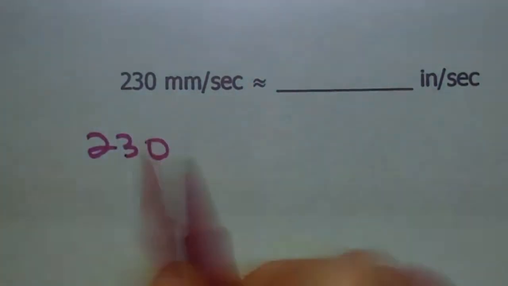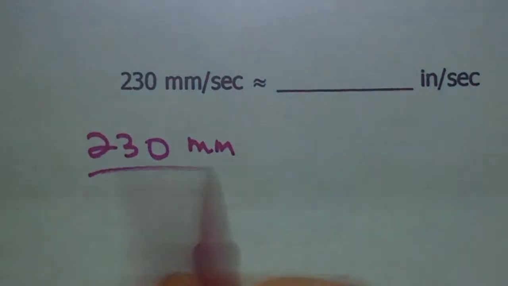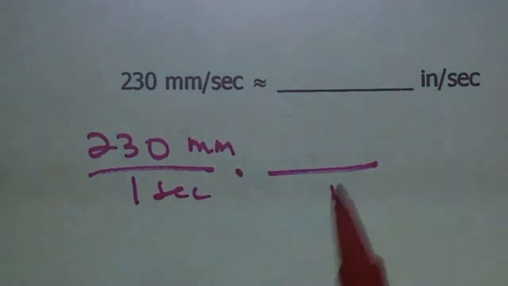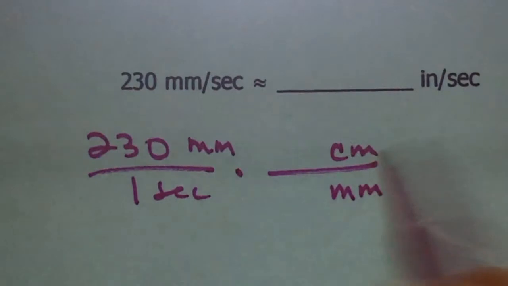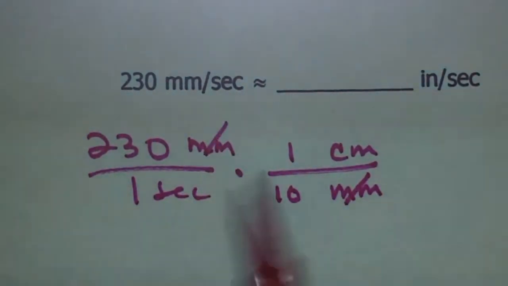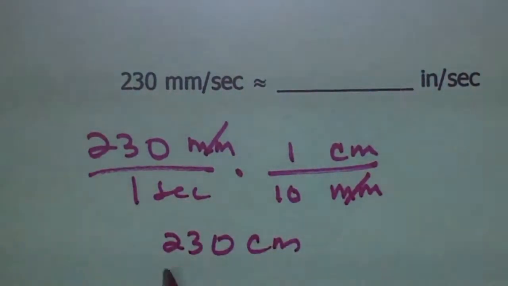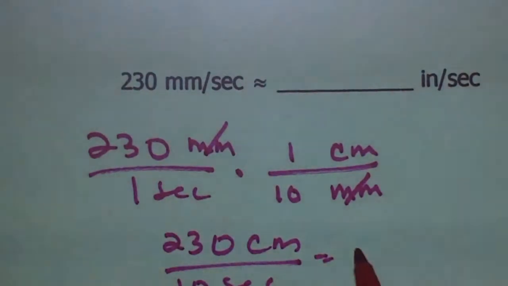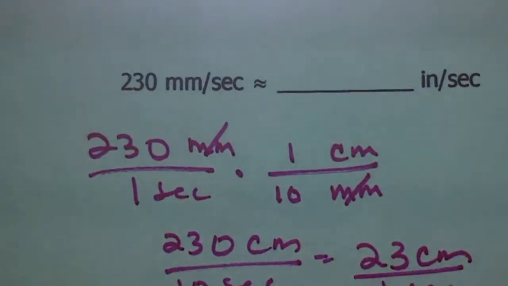So 230 millimeters per 1 second, and I'm going to go from millimeters to centimeters. Now this one I think we know, right? There are 10 millimeters in 1 centimeter. So the millimeters will cancel. I'm left with 230 times 1 centimeter, so that's 230 centimeters, divided by 1 second times 10, so that's 10 seconds. And when you divide 230 by 10, we get 23 centimeters per 1 second.